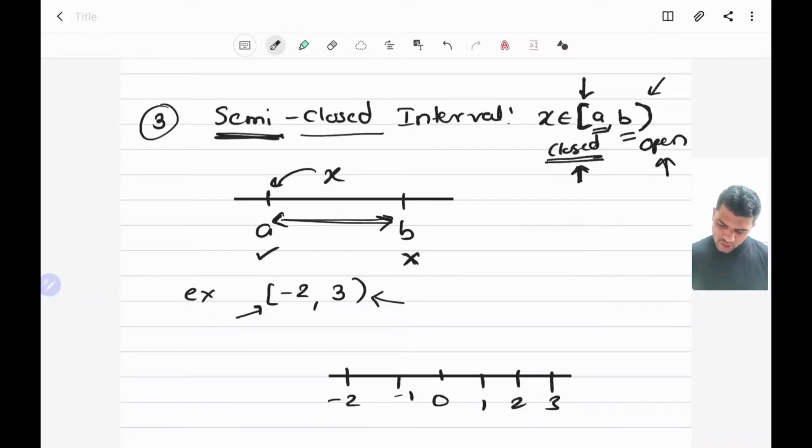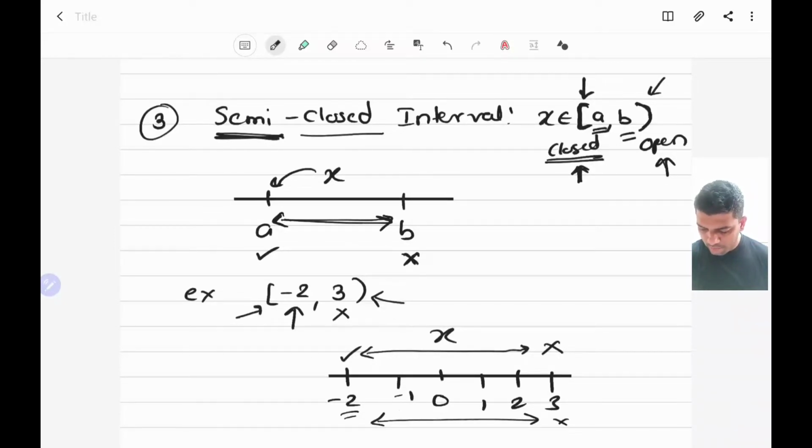Here, since it is closed on the -2 side, we can consider -2 as a value of X. Since it is open on the 3 side, we cannot consider 3 as a part of the interval or as a value of X, but you can consider all the in-between values of -2 and 3. So X can take a value of -2, X cannot take a value of 3, but you can consider all in-between values like -1, 0, 1 and 2 for this interval. This is called a semi-closed interval.